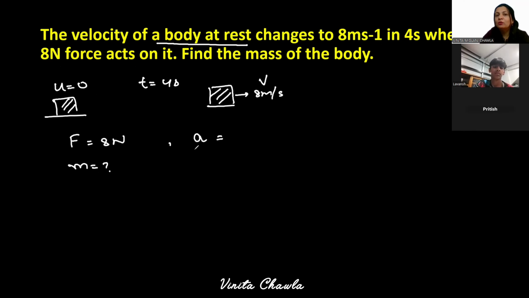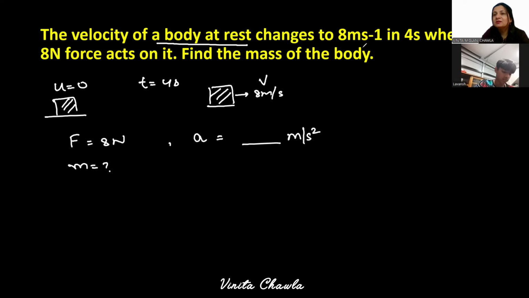Mass we have to find out, but acceleration is not given. You have written acceleration as 8 meter per second square, which is wrong. Unit of acceleration is meter per second square. This is in meter per second, no? So we cannot write this as acceleration. So we need to find acceleration first. And how do we find acceleration? What is the formula for acceleration?